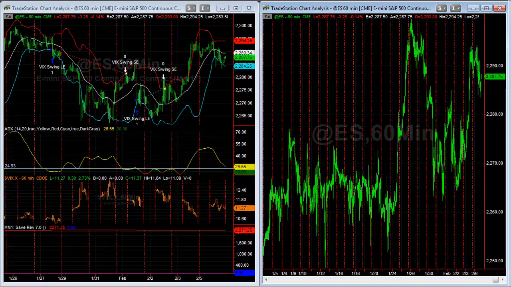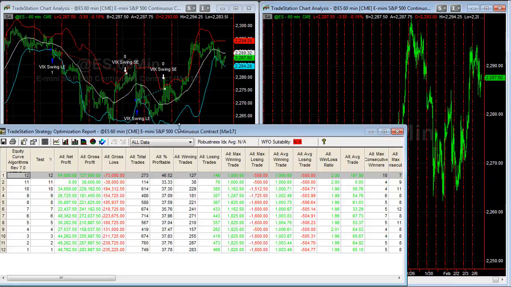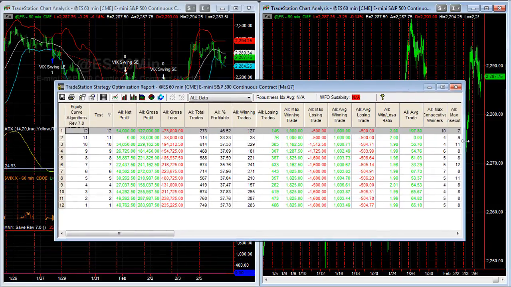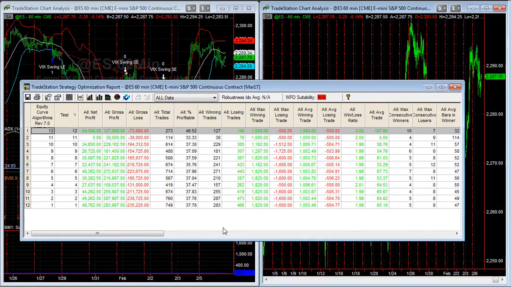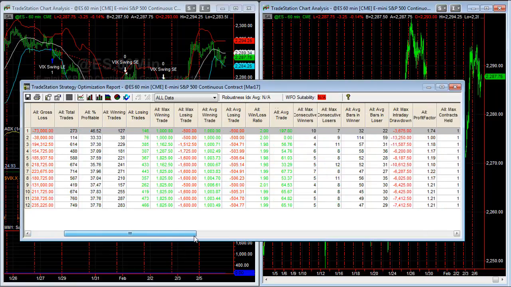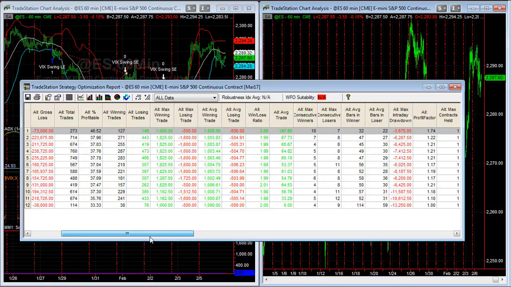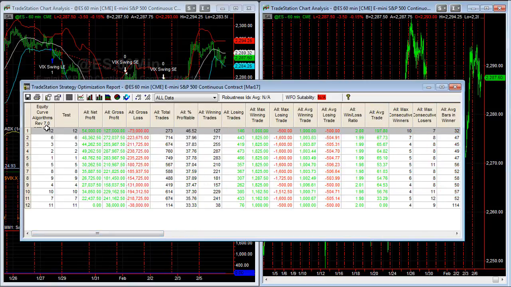to figure out which single rule works the best. If we want to figure out a combination, we can go View, Strategy Optimization Report, and you see over here you can sort them based on your criteria. I typically like to do return on account. So we go over here and we look for return on account, and we see that Rule 12 is the first best solution, 6, 3, 2, 1, 5 in that order, from best to worst based on return on account.